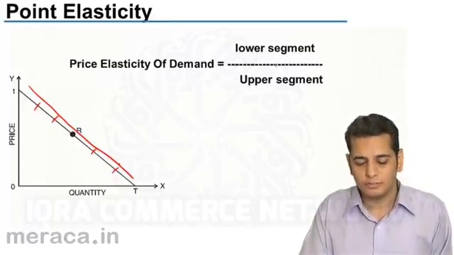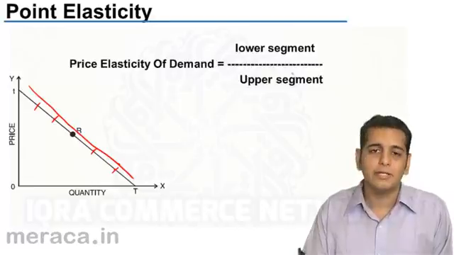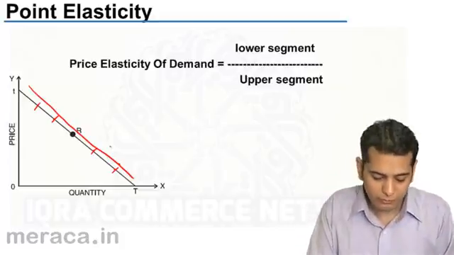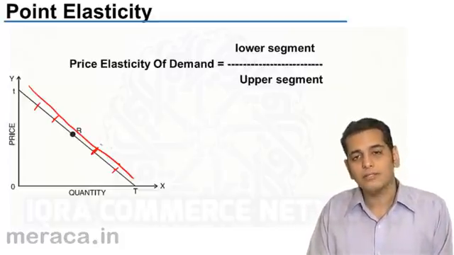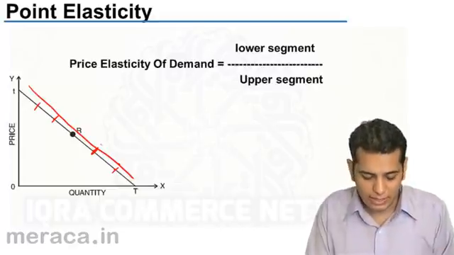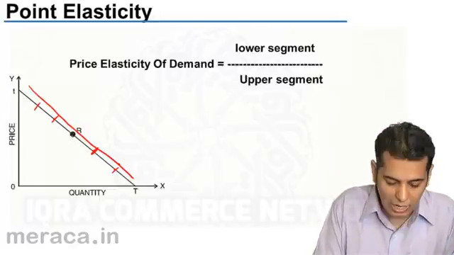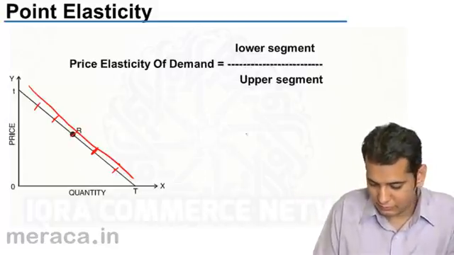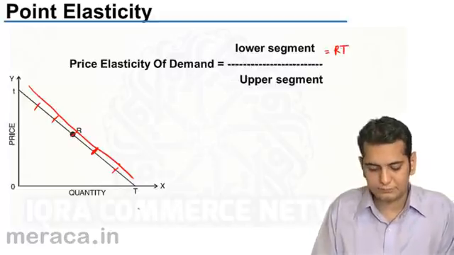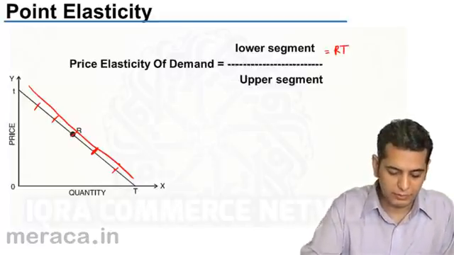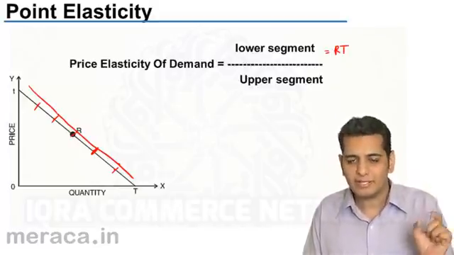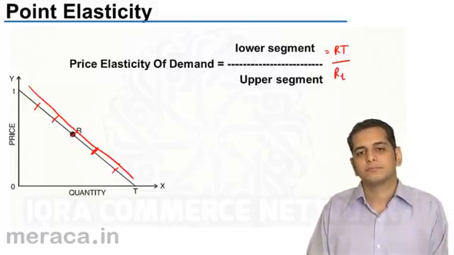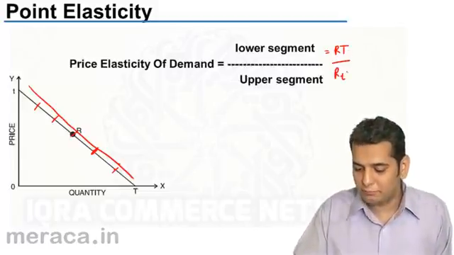By this formula, that is lower segment by upper segment. Lower segment, that is the segment getting formed by the axis and the point, by the x-axis and the point. Let's say the point is R here. So the lower segment here will be RT, and the upper segment here will be the segment formed by the y-axis and the point, that is R with a smaller t. So lower segment by upper segment.